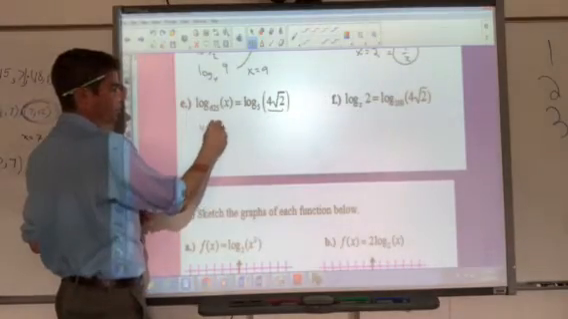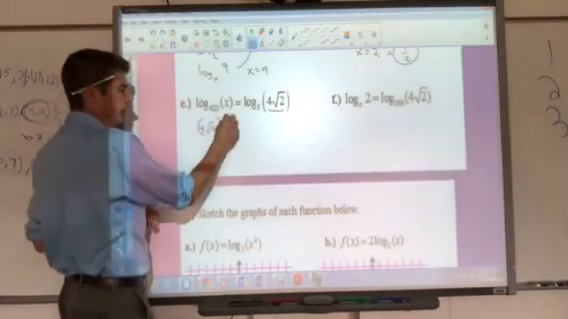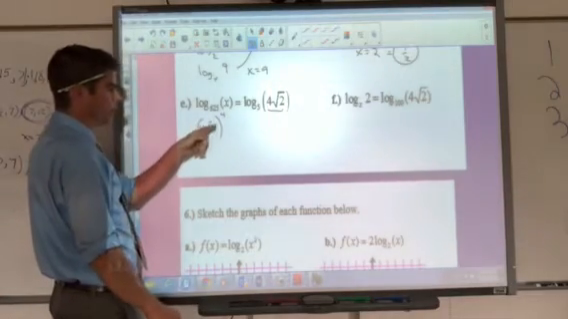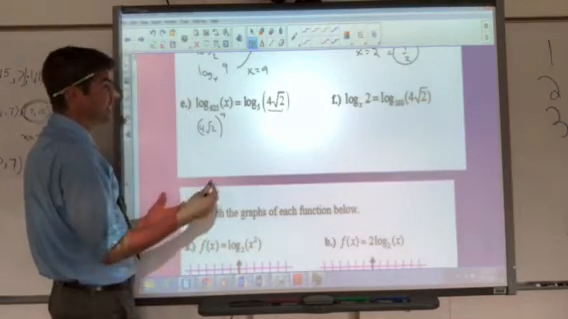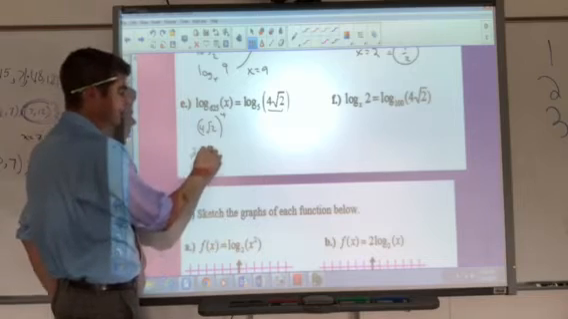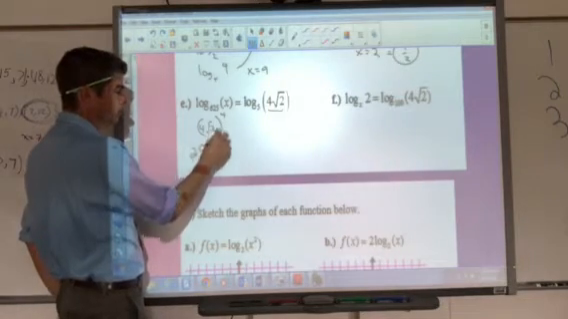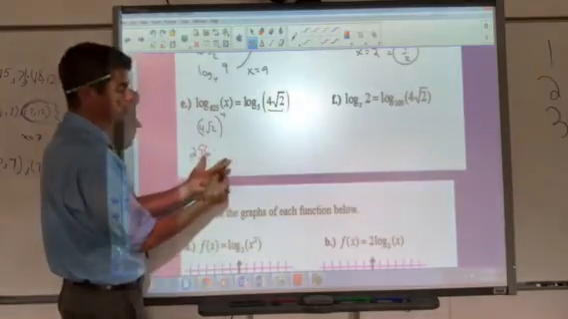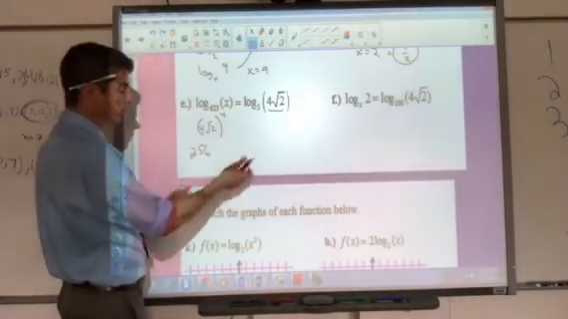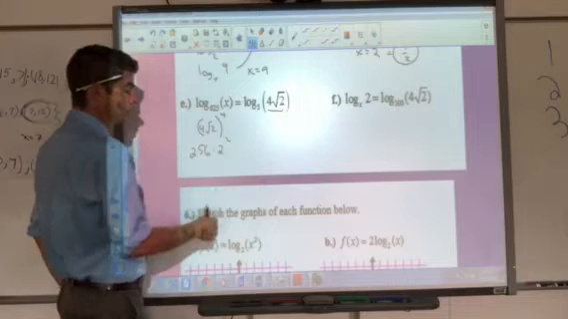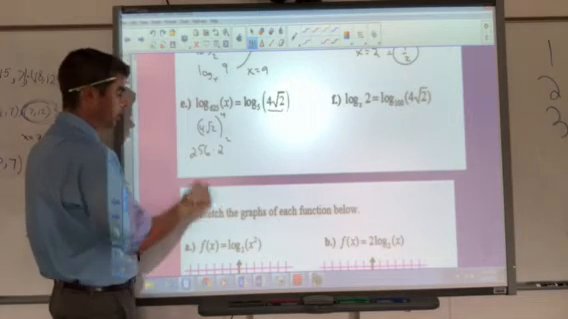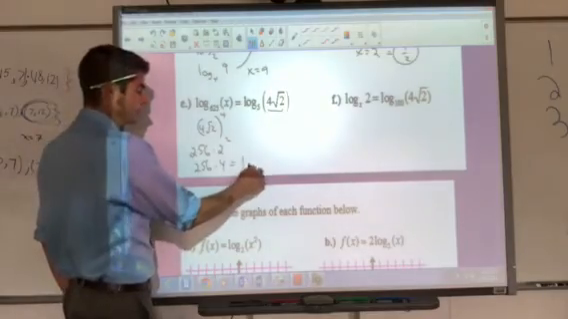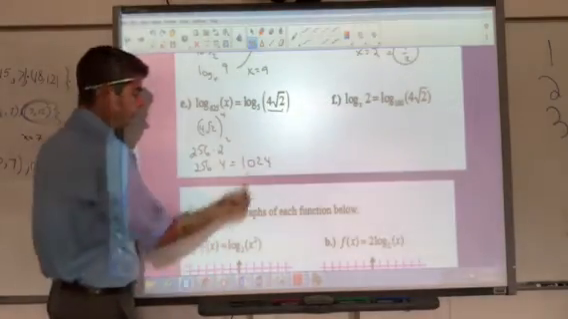So 4 root 2 is a quantity to the 4th power. Well, 4 to the 4th power would be 16 squared, which is 256. And then root 2 to the 4th power is root 2 times root 2 times root 2 times root 2, or just 2 squared. So we have an additional 4. So I have 256 times 4, which I believe is 1024.